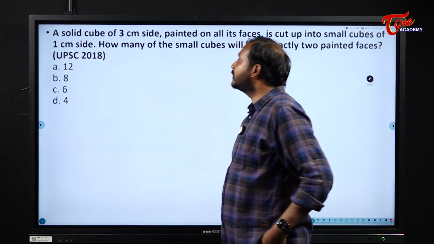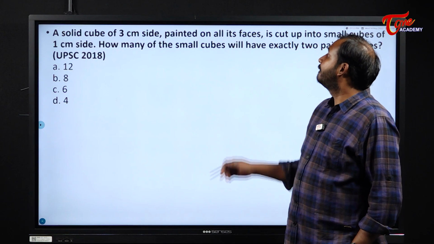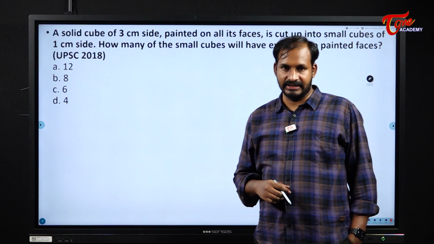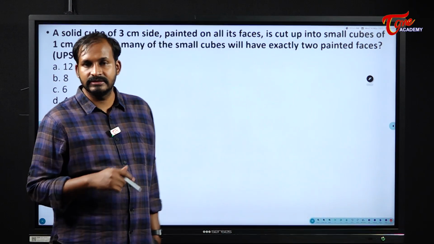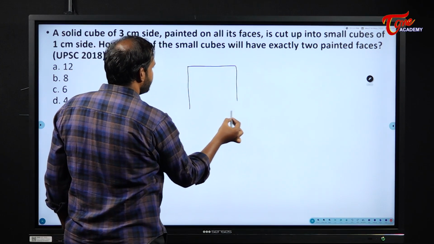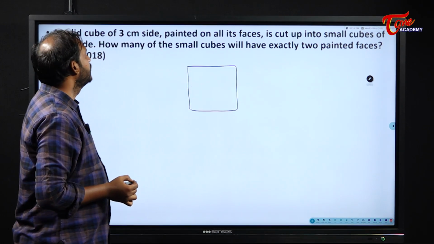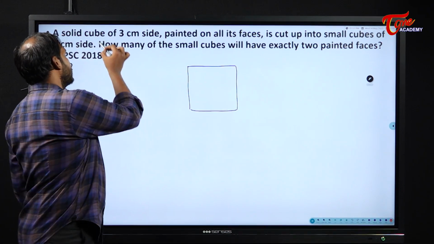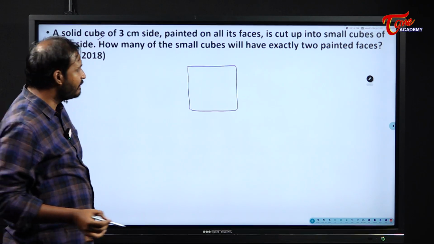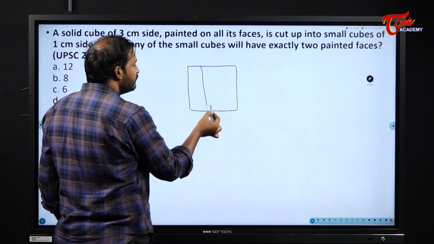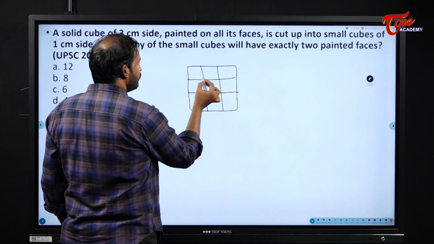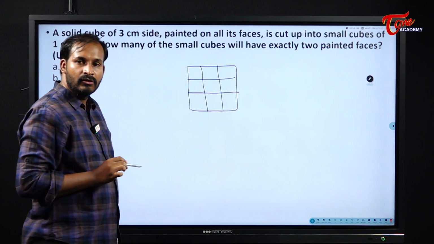Now see here, a solid cube of 3 centimeter side painted on all its faces is cut into small cubes of 1 centimeter side. Now tell me how it looks. I will take only one face. Assume this is 3 centimeters. It was cut into 1 centimeter side. The cuts will be like this, right? Okay, I have taken one face.